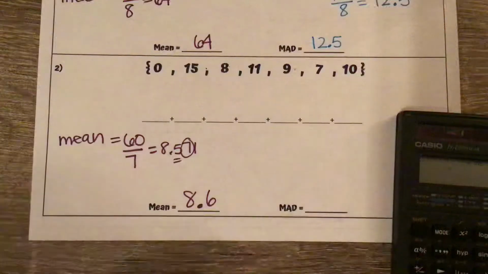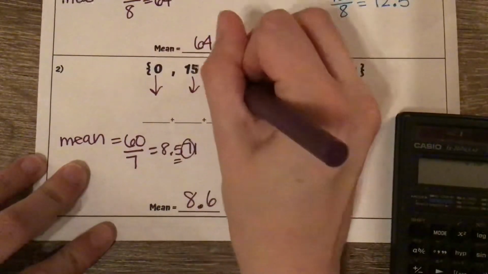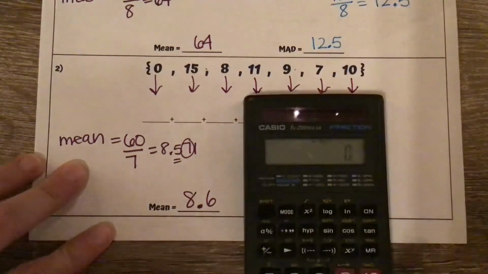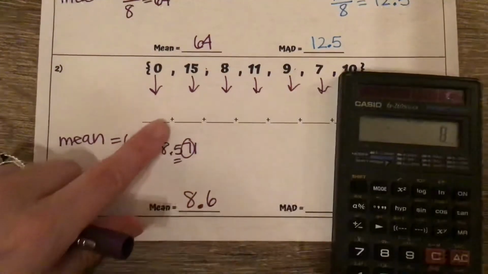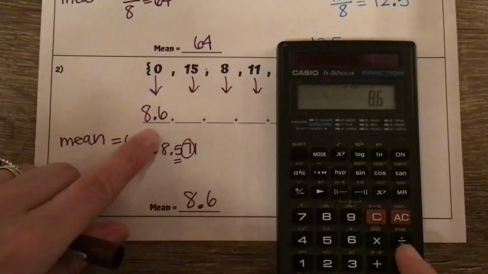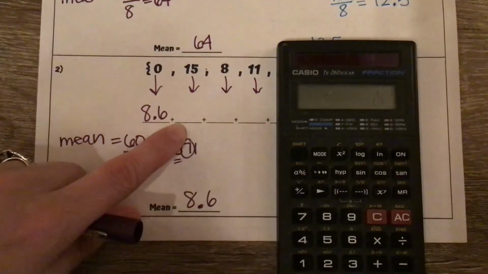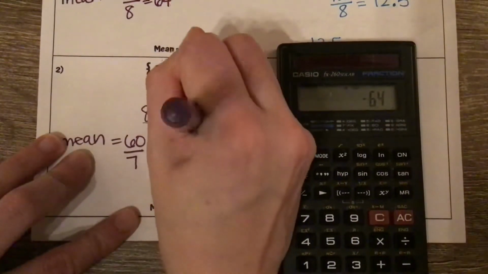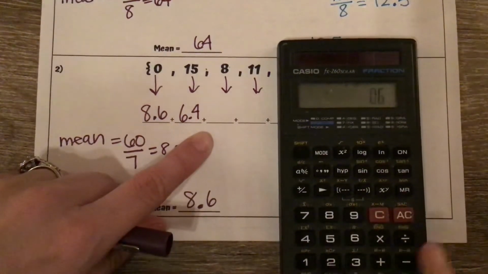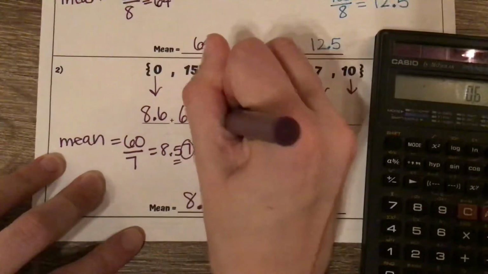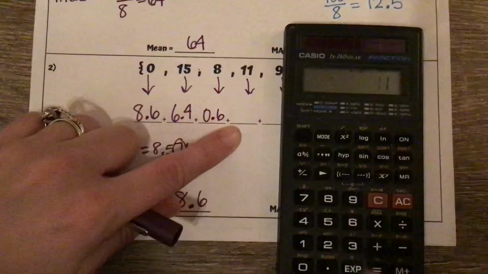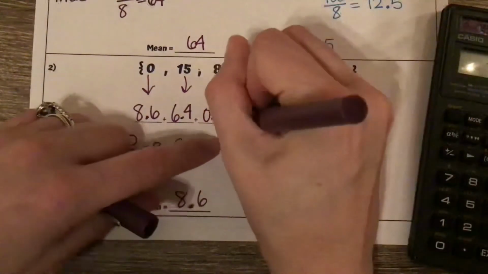Now, we are going to subtract to see how far each number is away from the mean. So I'm going to do 8.6 minus 0, which is just going to be 8.6. 8.6 minus 15 is 6.4. 8.6 minus 8 is just 0.6. 8.6 minus 11 is equal to 2.4.